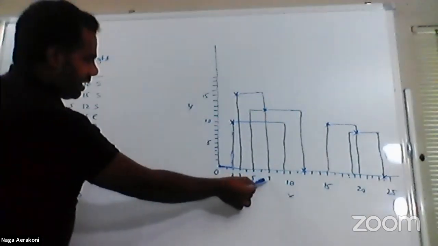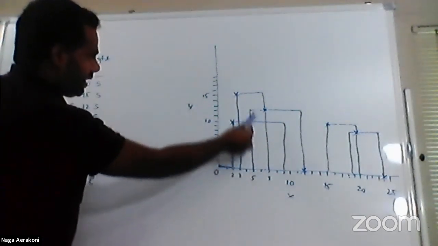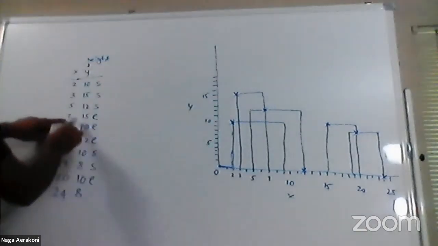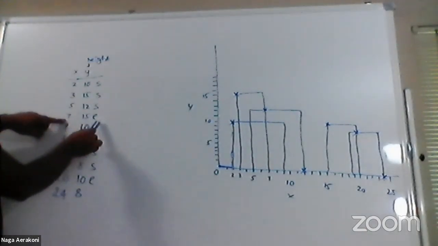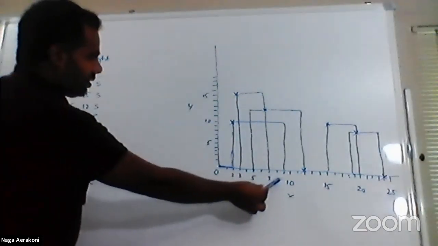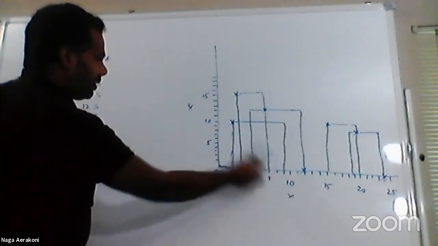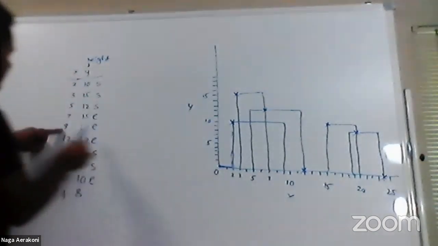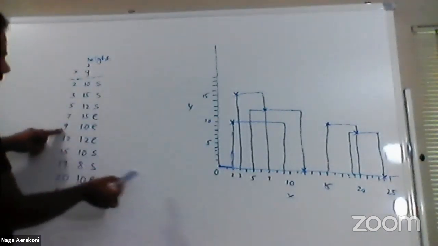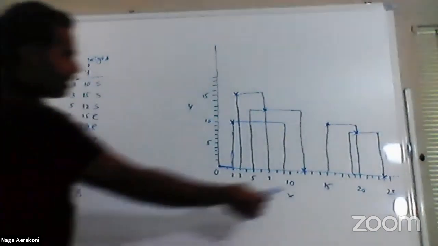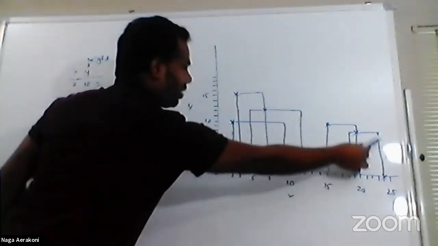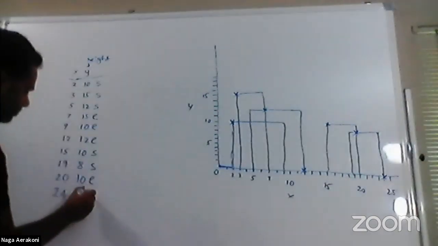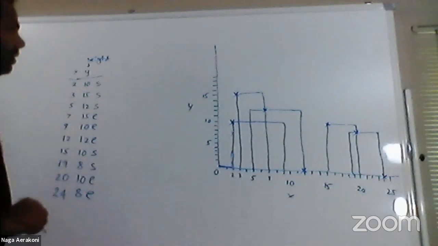Next I have 7, 15, which is ending. I added 7, 15 and ending. Similarly, I have 9 and 10, which is again ending here. I added 9, 10 and end. Similarly, I have added all the points until the last, 24 and 8. So this is also end.